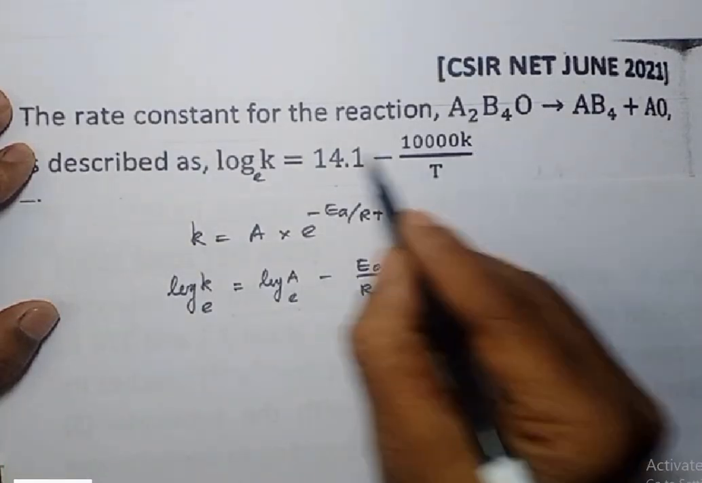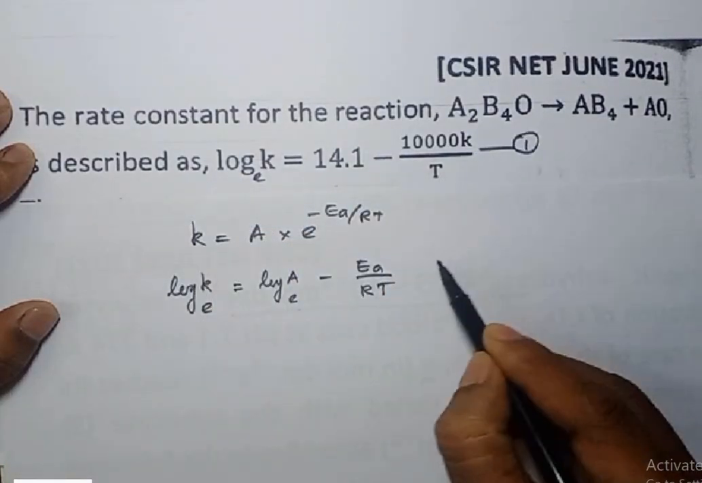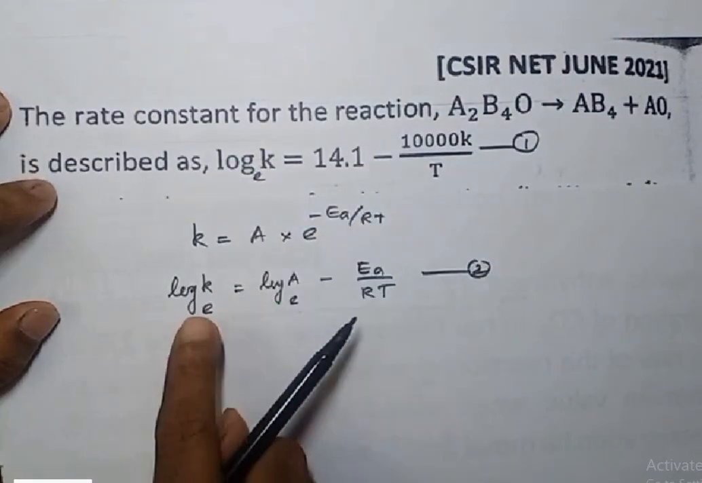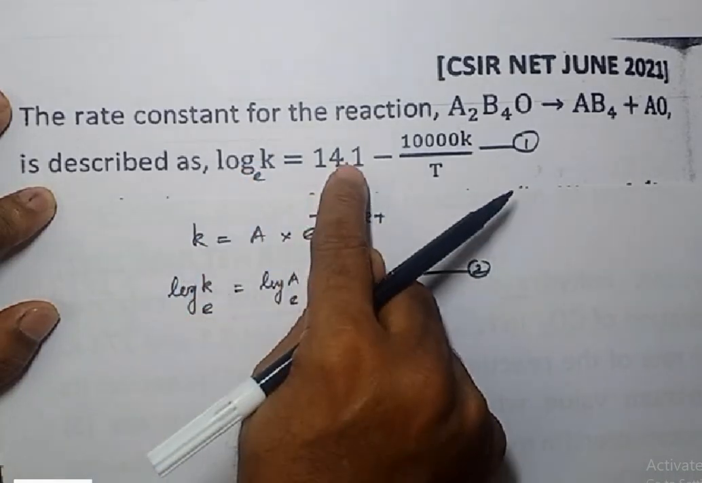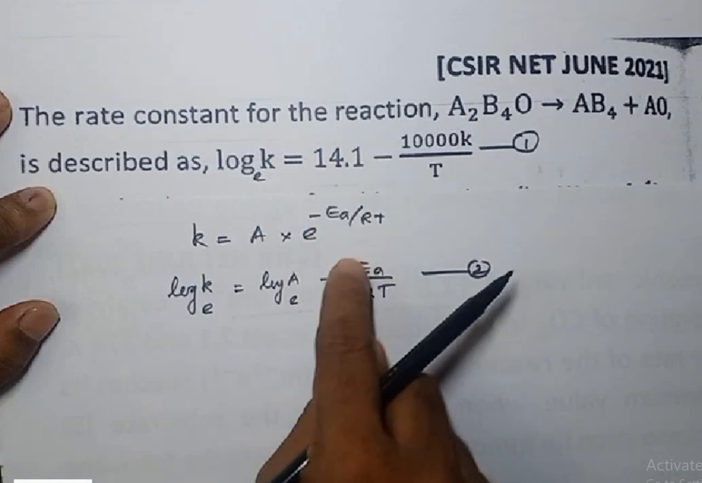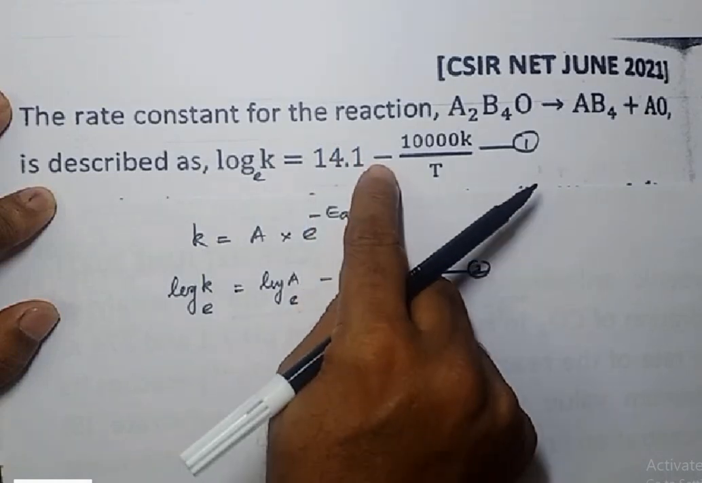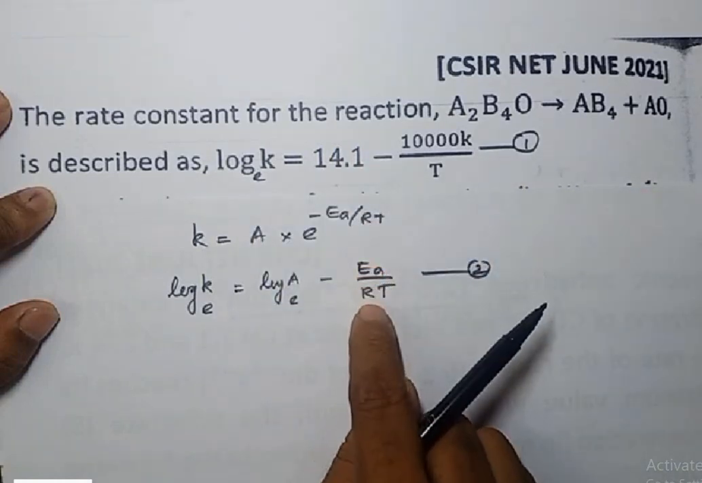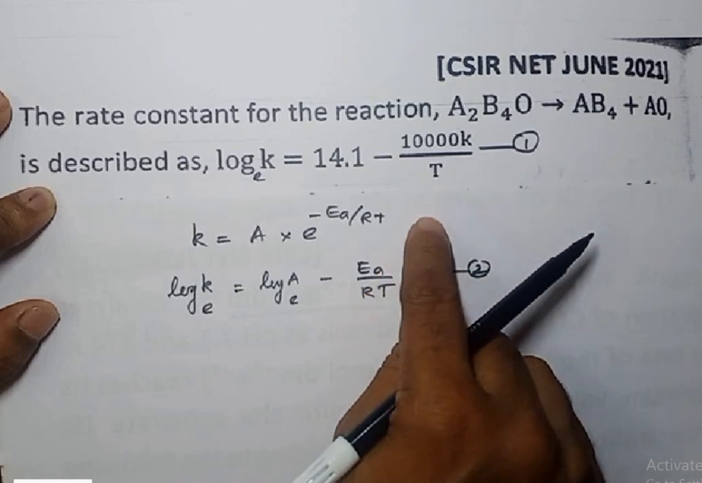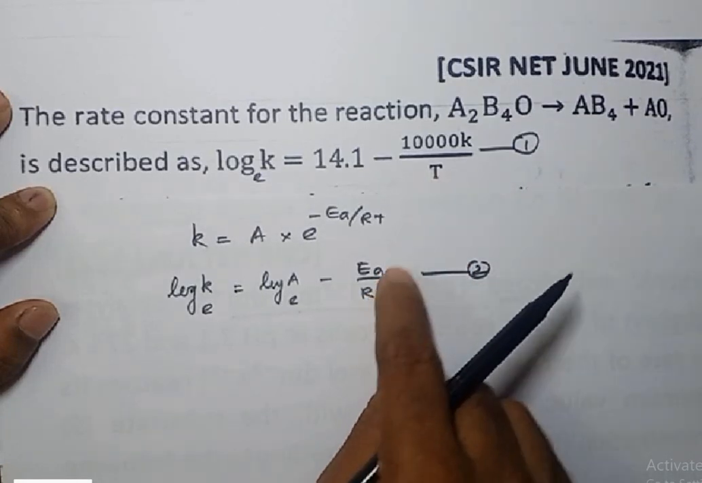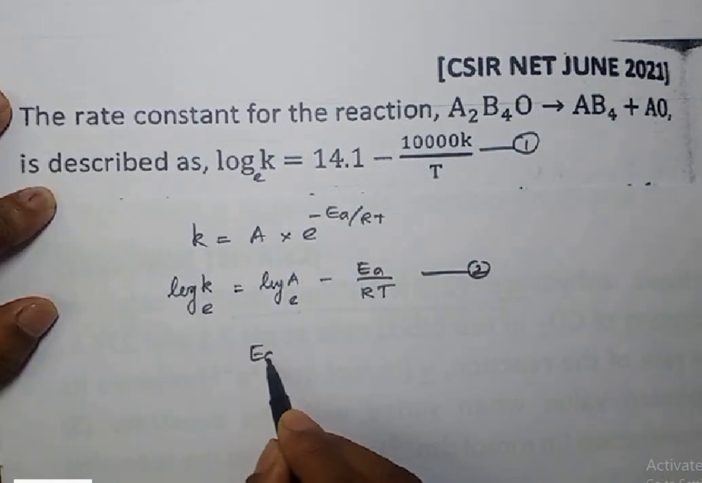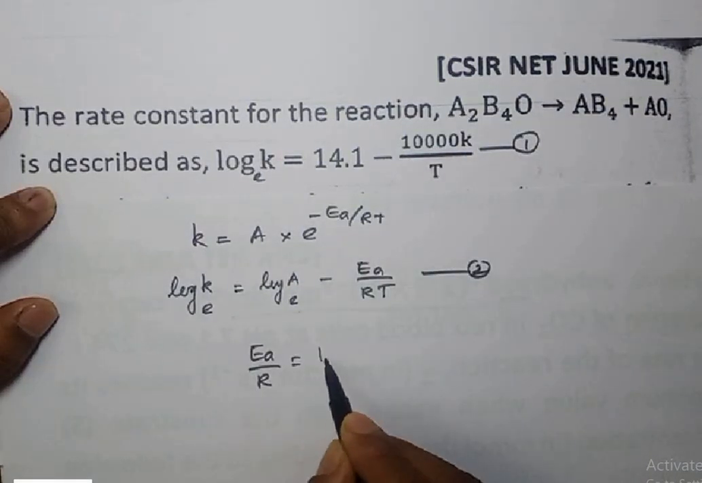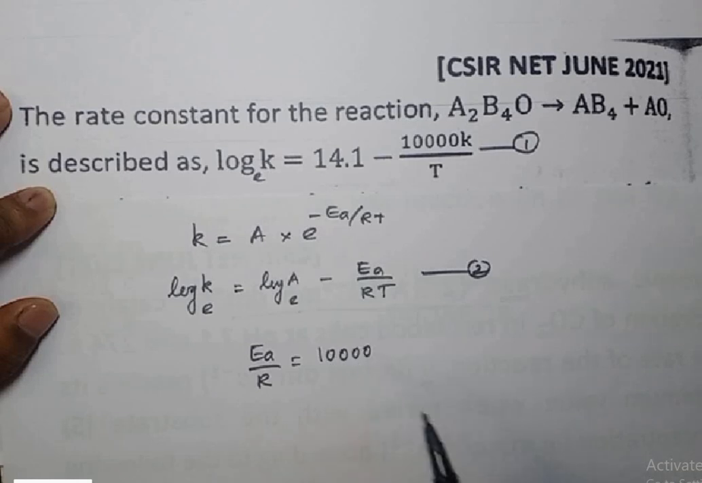Now you compare these equations. I will take this as equation 1, this is equation 2. Compare these two: left hand side log K, here also log K. Log A value is 14.1, and this quantity, I have minus here, so leave it. EA by R, and here T, I have T here. So EA by R should be equal to 10,000.